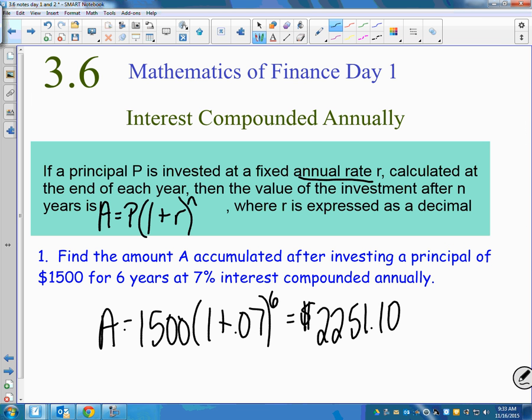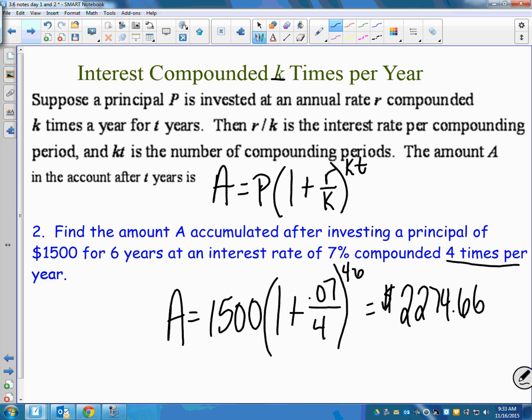So on the last one, only compounded once a year, we got $22.51. Not that much more money, right? How much for next year?